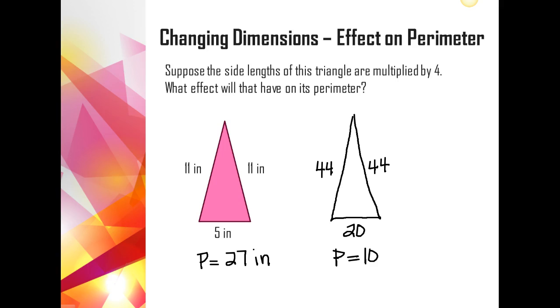In the previous example, when we doubled the side lengths of the figure, the perimeter also doubled. In this example, we multiplied all side lengths by 4. 27 times 4 equals 108. So the new perimeter is 4 times larger than the original perimeter. Interesting. Let's try one more example.